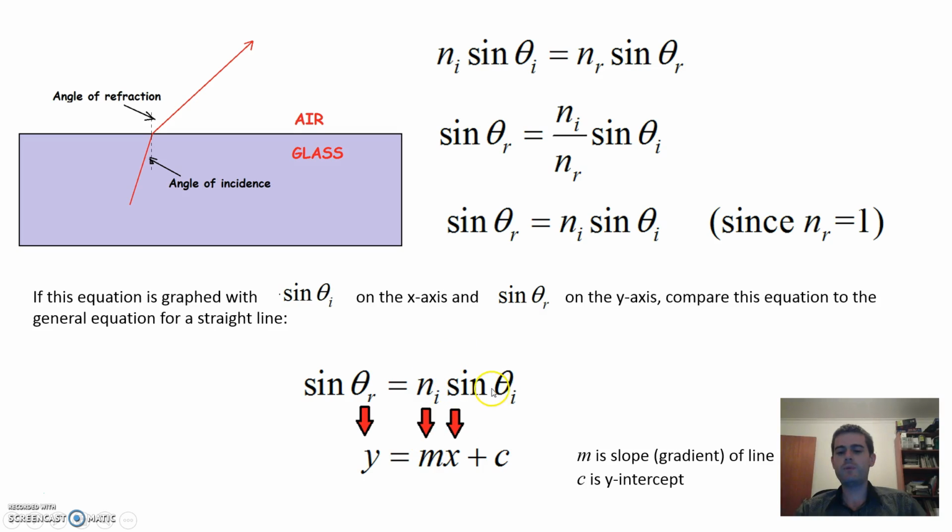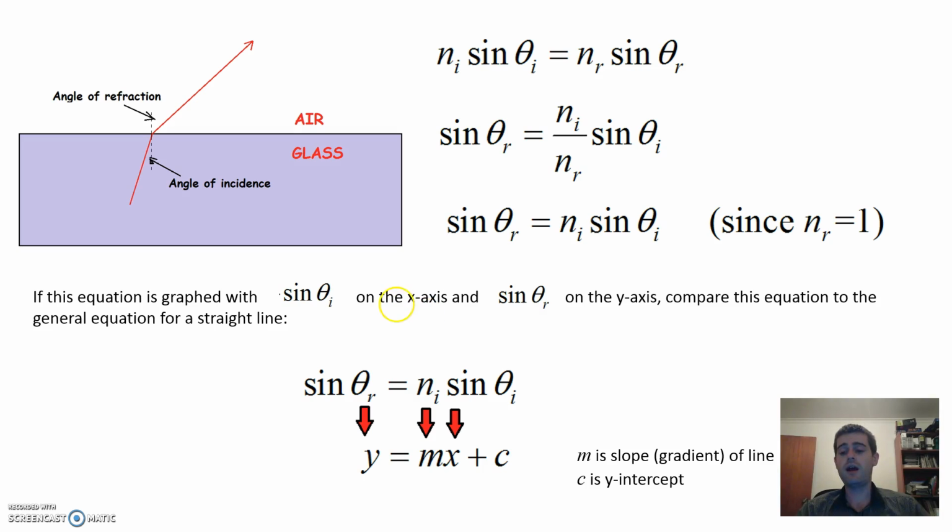So in other words, if we plot a graph with sine of theta i on the x-axis and sine of theta r on the y-axis, then if we measure the slope of that graph, we're going to end up with the refractive index of glass, ni, which is what we're looking for. So it's a neat little trick for finding out the refractive index of glass. So graphing, rather than doing, I think it was 8 different measurements there, rather than calculating ni for each of those 8 different measurements and averaging it.